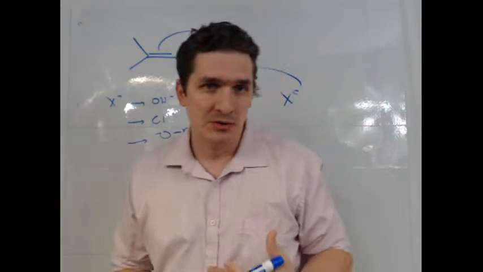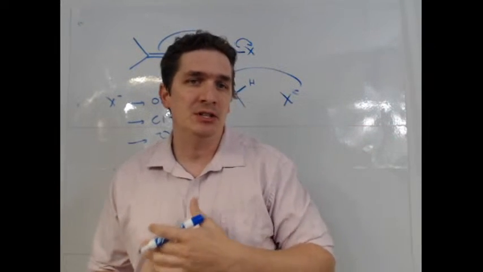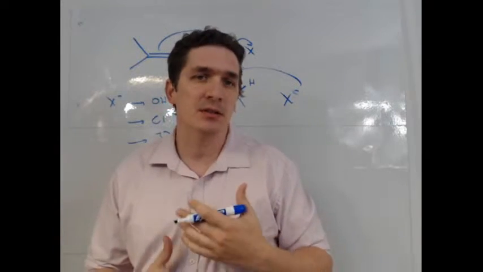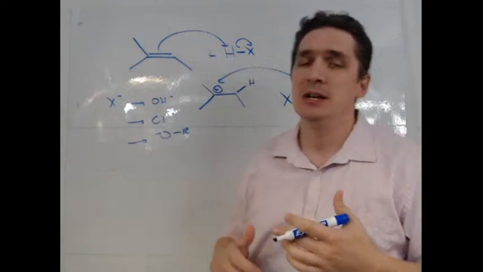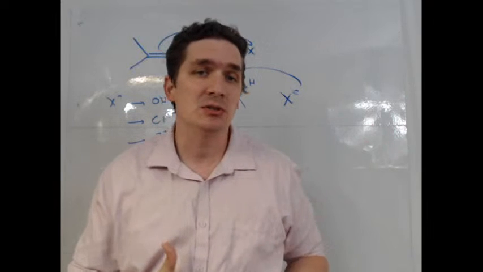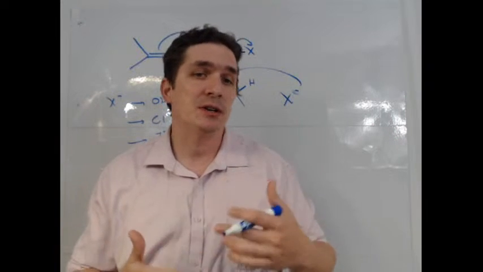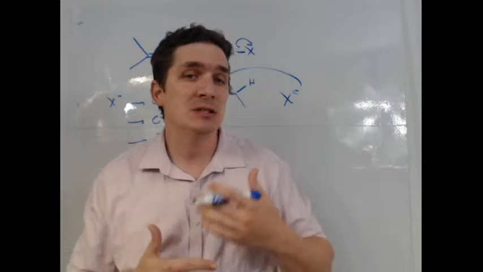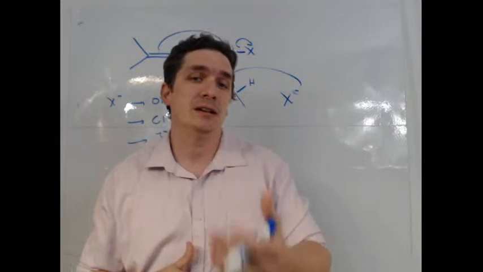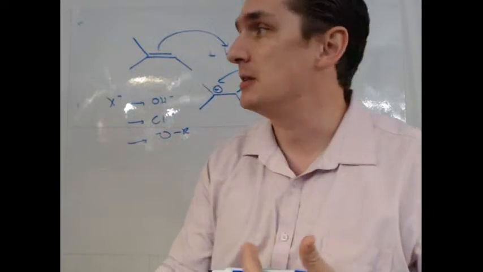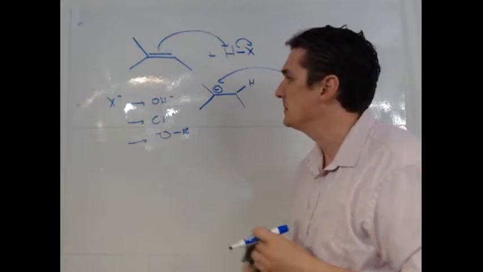So Markovnikov's rule just states that whenever we have addition across a double bond, the X group, whatever is bound to the hydrogen, is going to go to the more substituted carbon. And the reason is that we go through a carbocation intermediate, and this also means that we're going to get a mixture of both the R and the S configurations in the final products, if we create a chiral center.